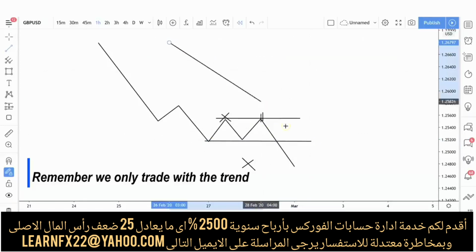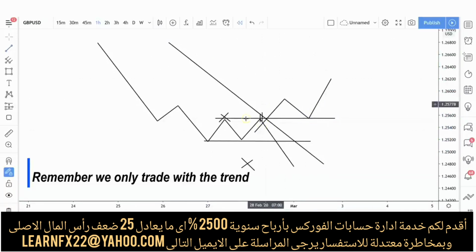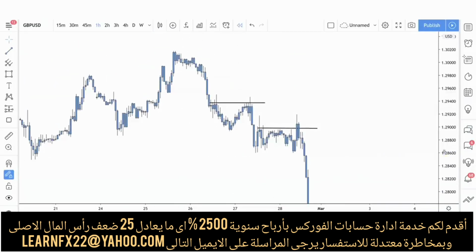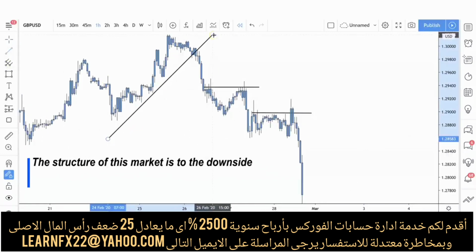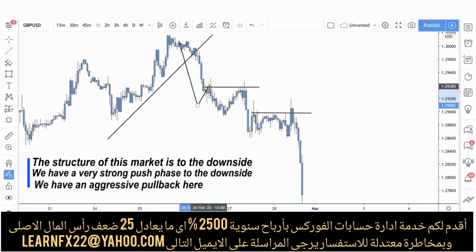Remember, we only trade with the trend, and unless the market illustrates a trend reversal, creating new higher highs and higher lows, you are still sell bias on this structure. So let's take a look at an example here on pound USD. You can clearly see that the structure of this market is to the downside. We have a very strong push phase to the downside. We have an aggressive pullback here, as in our first example.